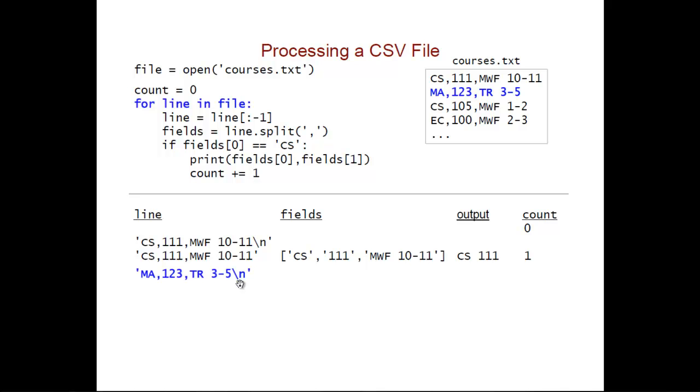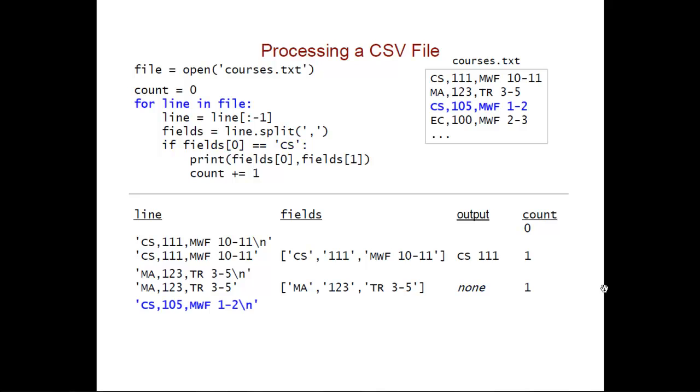And then we go back and we get the next line in the file. It still has the new line at the end, but we take care of that with a slice. We then split it to get the individual fields. We check if field 0 is equal to CS, but it's not in this case, and so we don't print anything, and the counter doesn't get incremented.